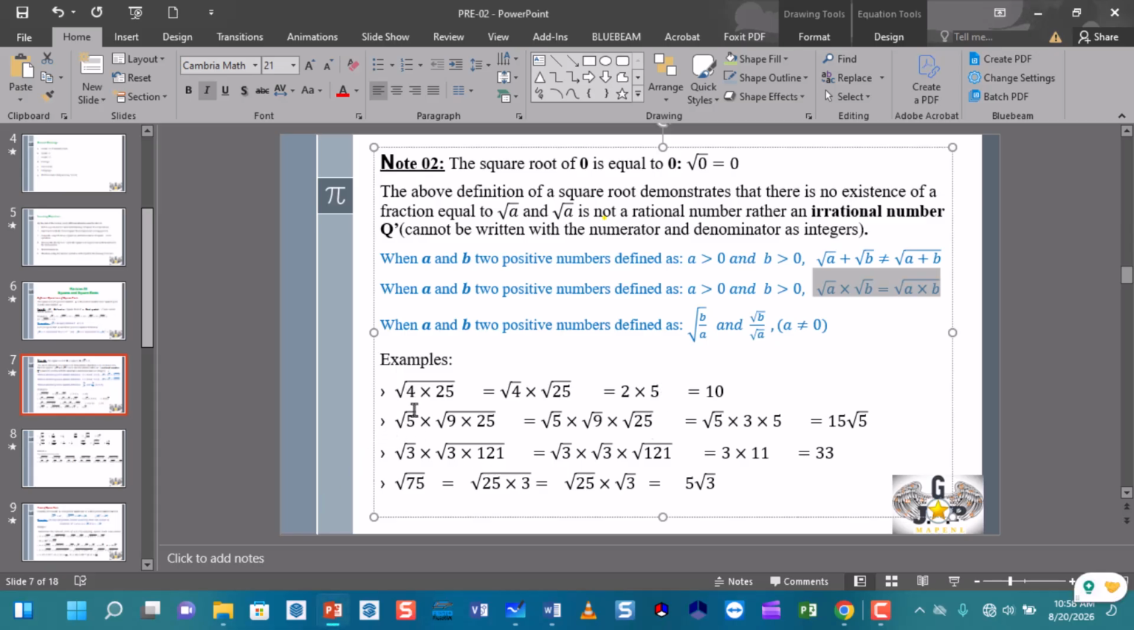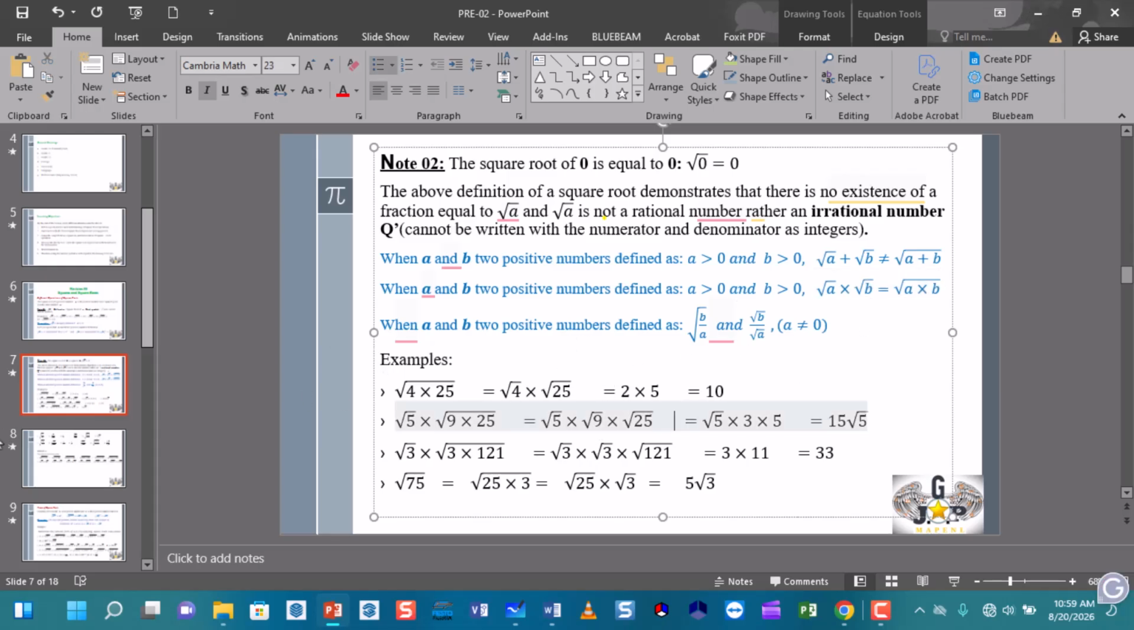We have here the square root of 5 times the whole square root of 9 times 25. Then if we have to solve it, we're going to apply the same trick here because we are dealing with multiplications, right? Then this expression becomes square root of 5 times square root of 9 times square root of 25. Square root of 25 we know already gives us 5.